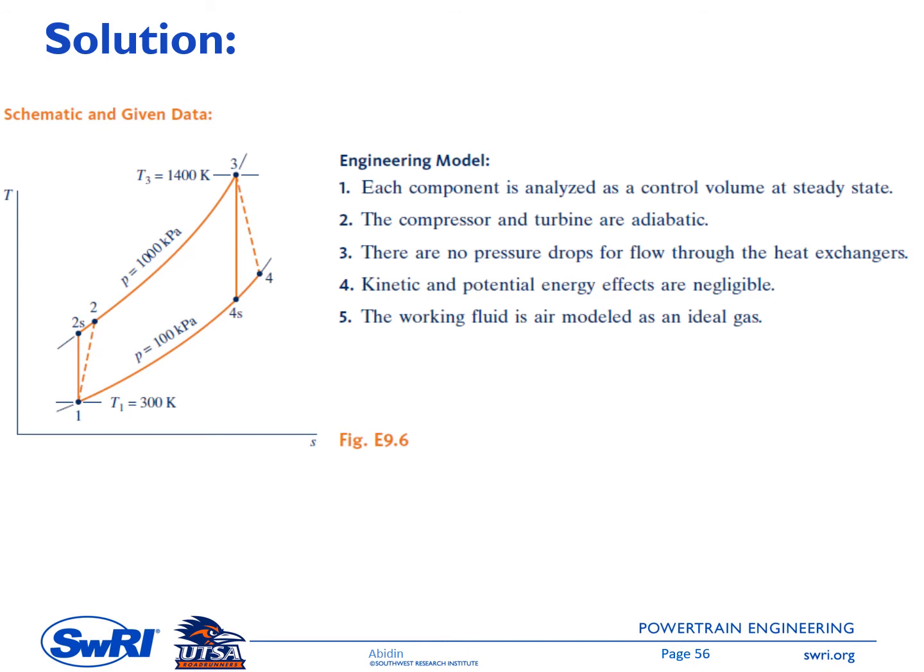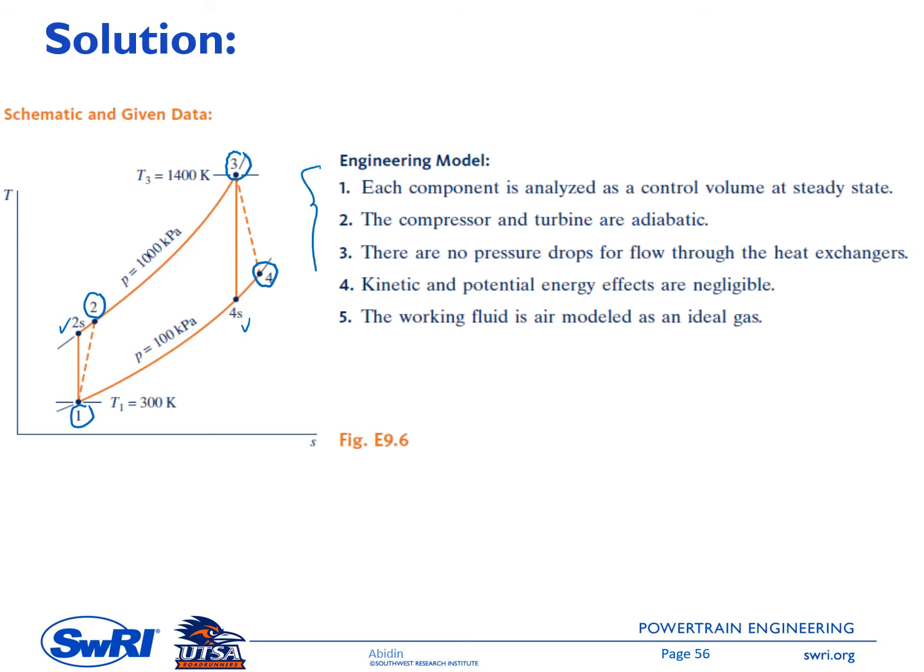This is a T-S diagram because there are irreversibilities inside the compressor and turbine. You have a dashed line here connecting point 1 to point 2. This is inside the compressor, and inside the turbine you have point 3 here and point 4 here, and then 2s and 4s are shown here for an isentropic process.